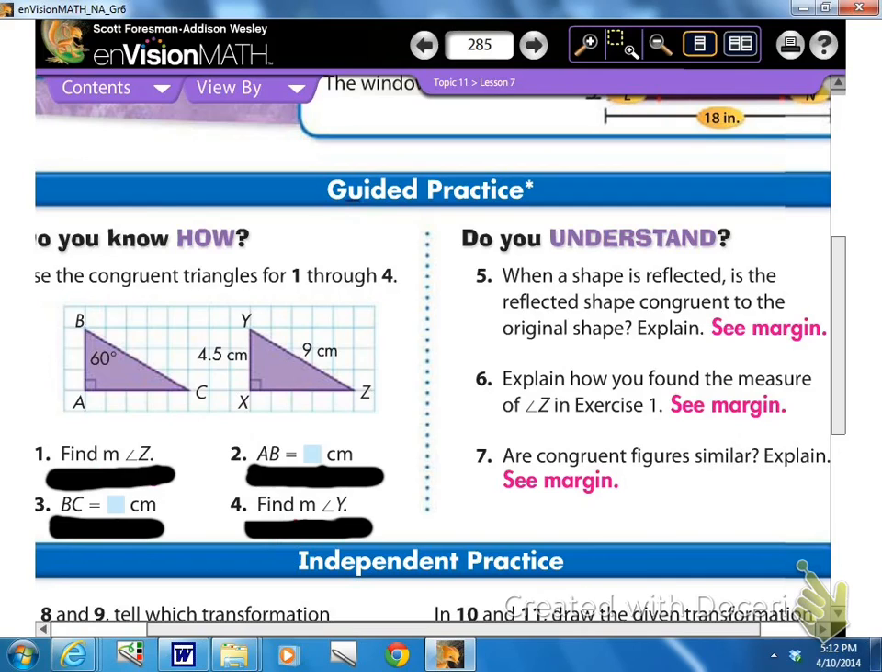All right, look on page 285 at the guided practice, and I want you to do all of it. 1 through 4, it says use the congruent triangles for these questions. So triangle ABC is congruent to triangle XYZ. So corresponding angles are congruent, so use that, and corresponding sides are congruent. Use that to find the measure of these angles it asks for and the line segments, and then answer questions 5, 6, and 7, and bring them to class tomorrow, and bring any questions that you have, and I'll see you then.